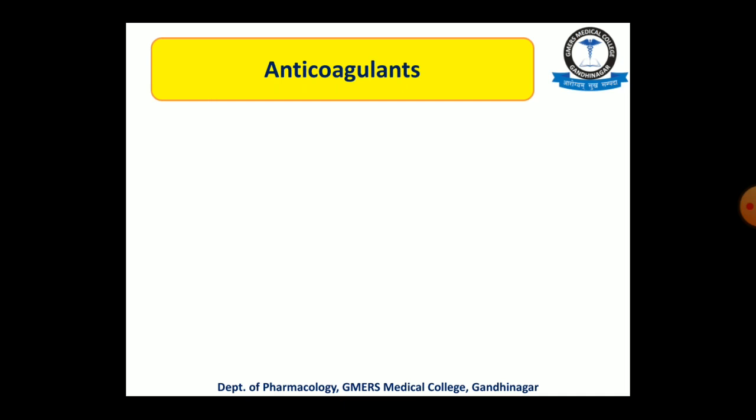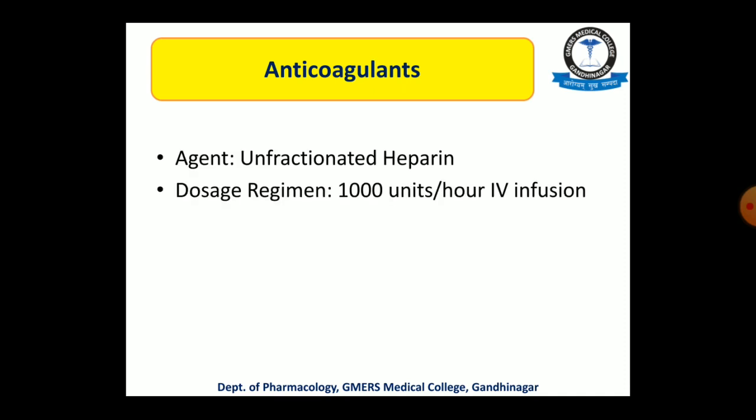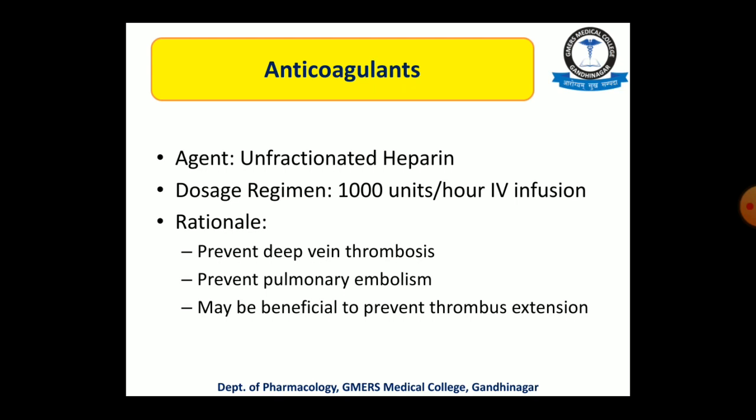Then anticoagulants. Now the question arises in your mind that in myocardial infarction there is a role of thrombolytics. Then what is the need of the anticoagulant? But dear friends, the patient will remain in bed for a very long period of time, and there are definite chances that in bedridden patients deep vein thrombosis may occur, and it may lead to pulmonary embolism.